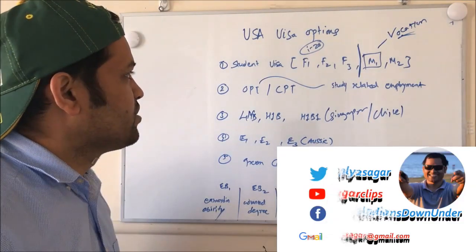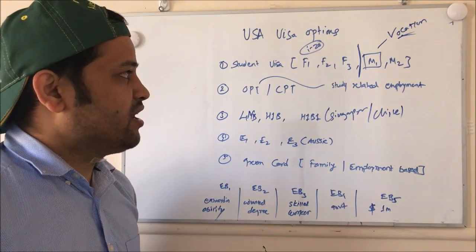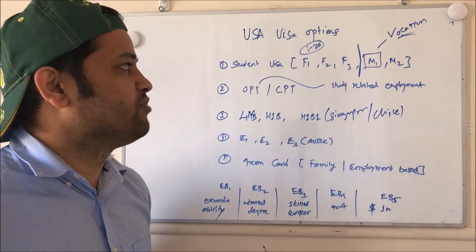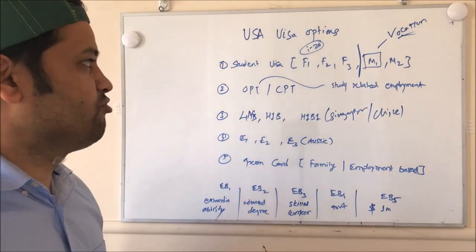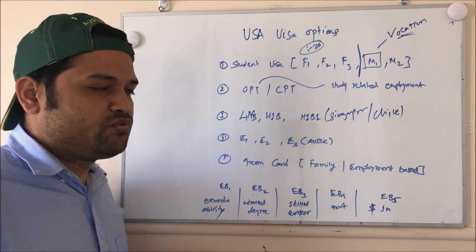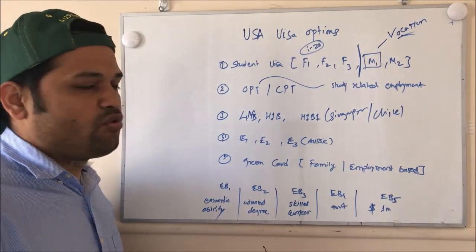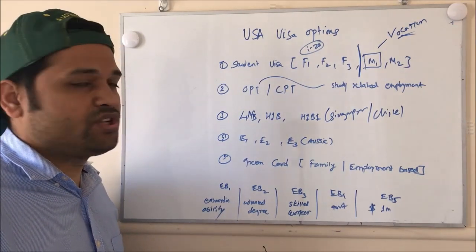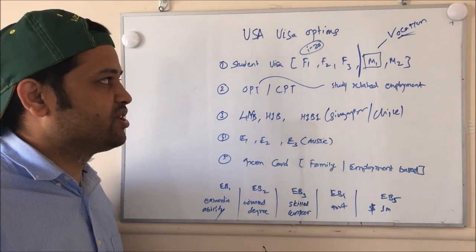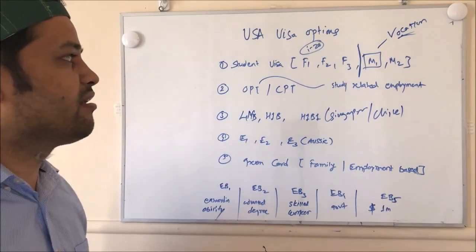First, let us start with the student visa or study visa. If you want to take any education in USA, there are two categories of visa, F visa and M visa. Let us find out the difference. F visa is required if you want to do full-time study in USA. M visa is required if you want to take vocational education in USA, like plumber, electrician, that kind of education. Then you will need M category visa.